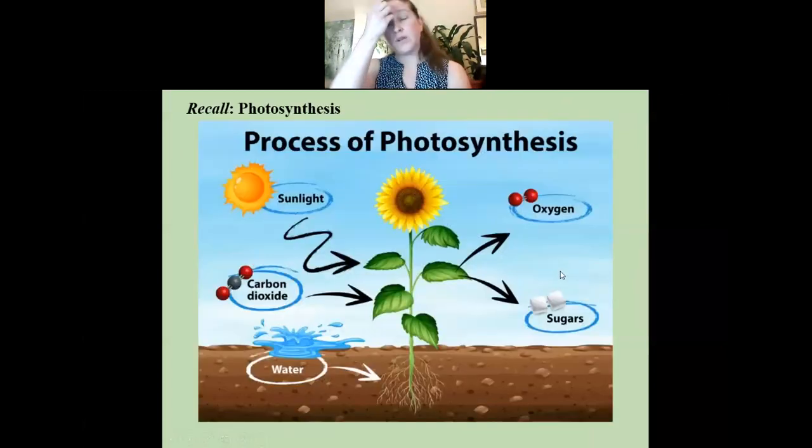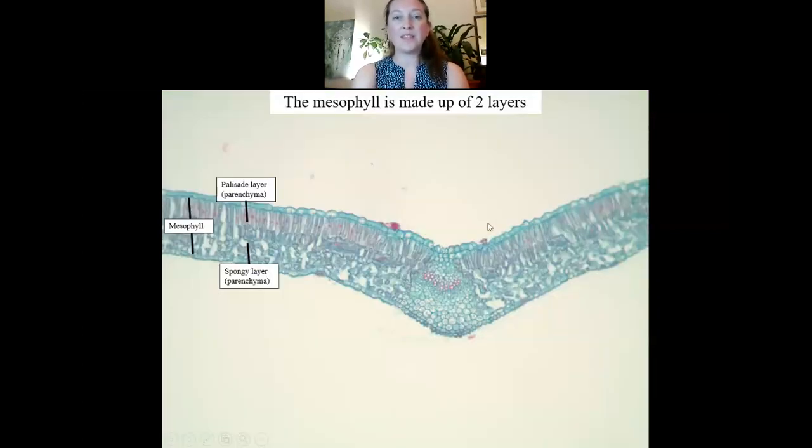Right? So this is just a recall of the process of photosynthesis in case you needed a reminder. And then this is what I was saying before about how the mesophyll is actually made up of two layers. So here is our same leaf again, right? Here's your upper epidermis up here. Here's your lower epidermis right here. And then the majority of the inside of the leaf is that mesophyll layer, right?